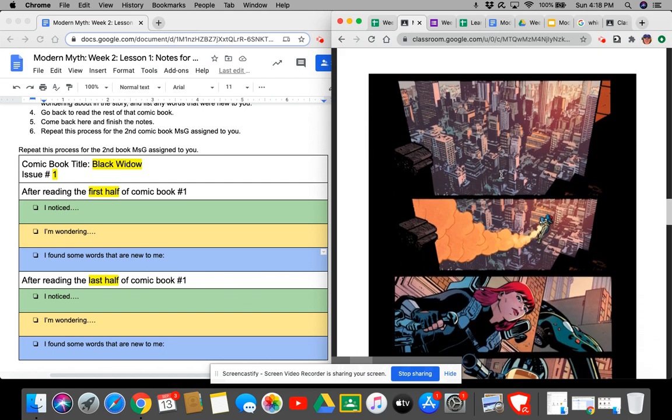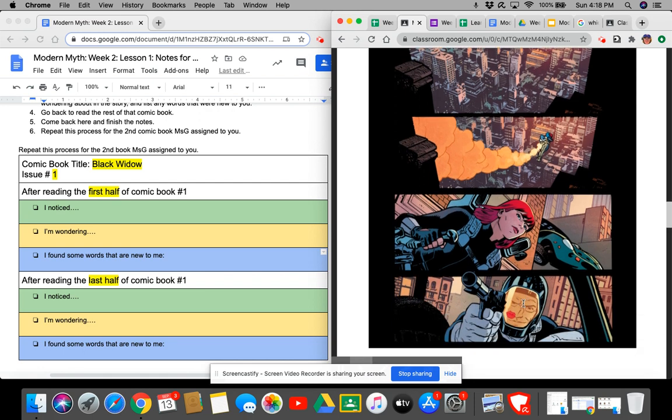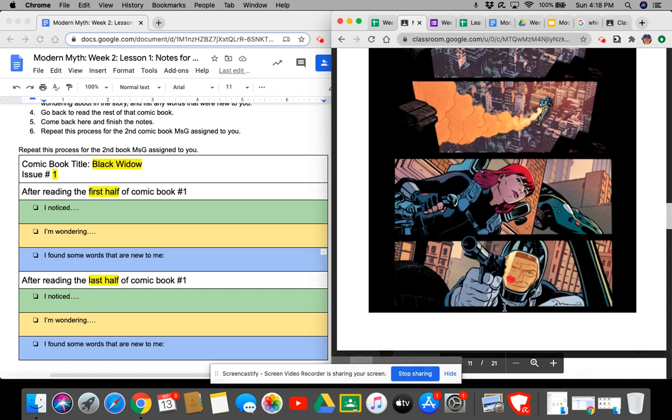Holy cow. So it looks like a big city. I'm assuming New York City because that's where S.H.I.E.L.D. is. I think she comes jetpacking in. Oh no. The dude with the kiss on his helmet has the car and is pointing a gun at her.